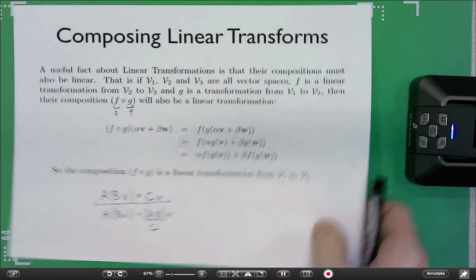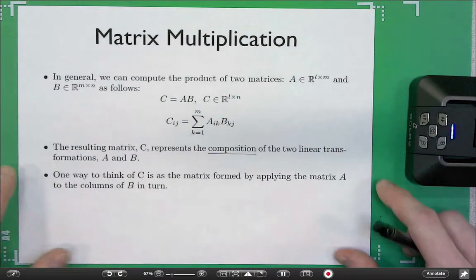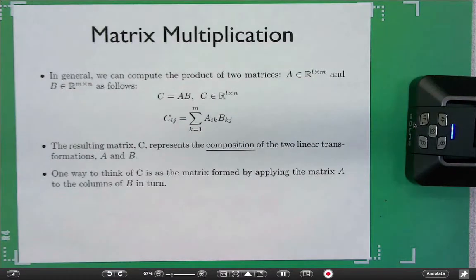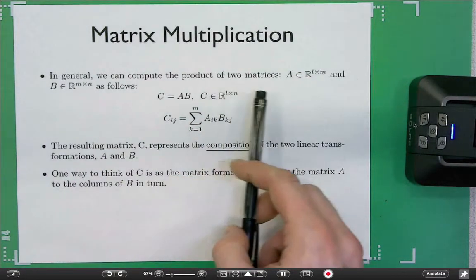Another absolutely crucial thing in linear algebra is matrix multiplication. I was going through all this linear transformation business and the vector spaces and so on to basically justify this. If I just throw at you a definition of matrix multiplication, it might look arbitrary. So let's look at it first.